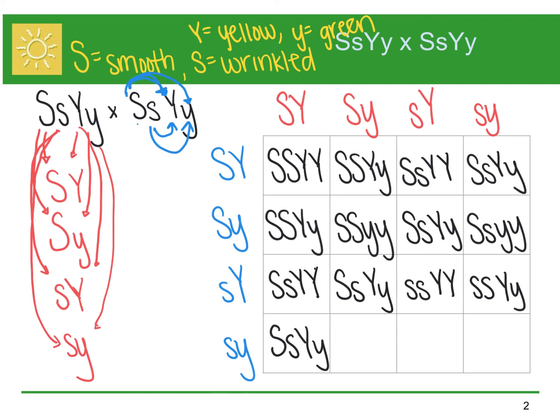Okay, good. For this box, I'm combining these two letters and these two, so I have a big S, little s, little y, little y. For this box, little s, big Y, little y. And finally, for this final box, we have little s, little s, little y, little y.